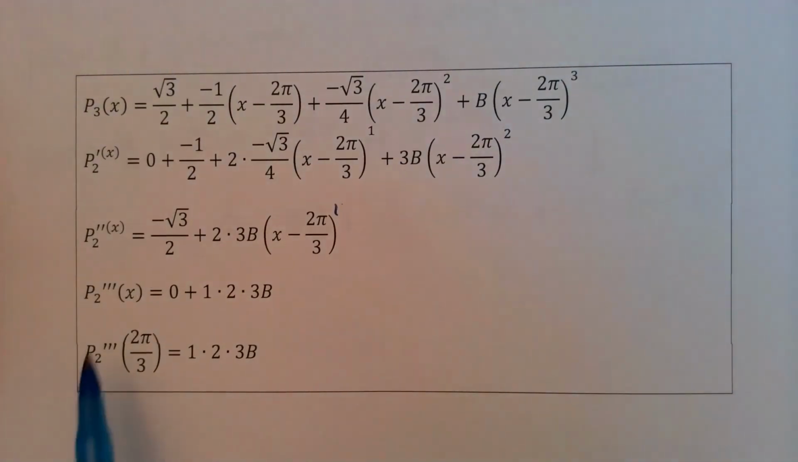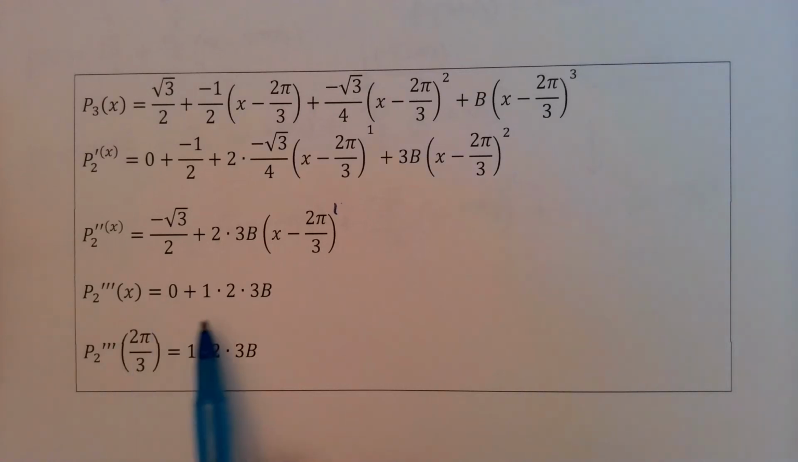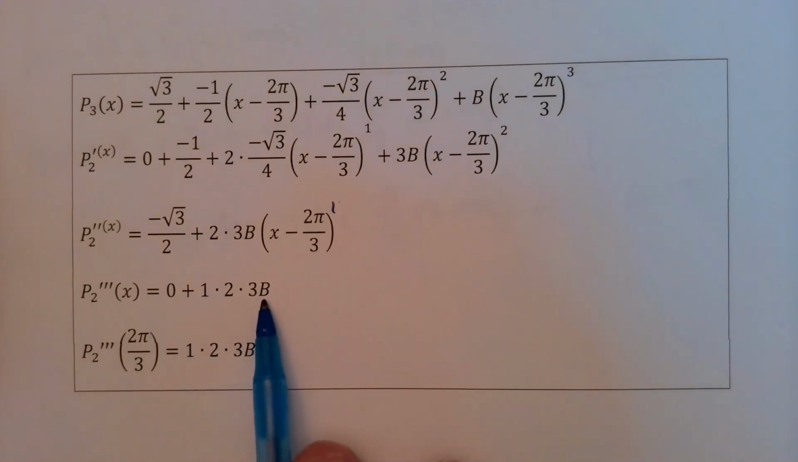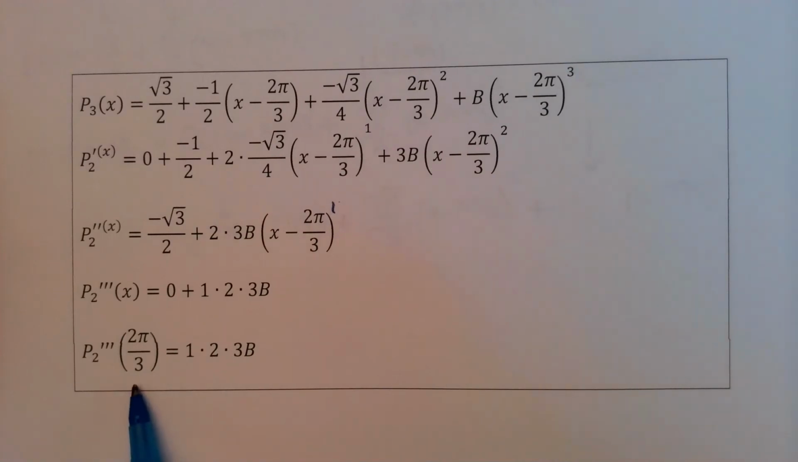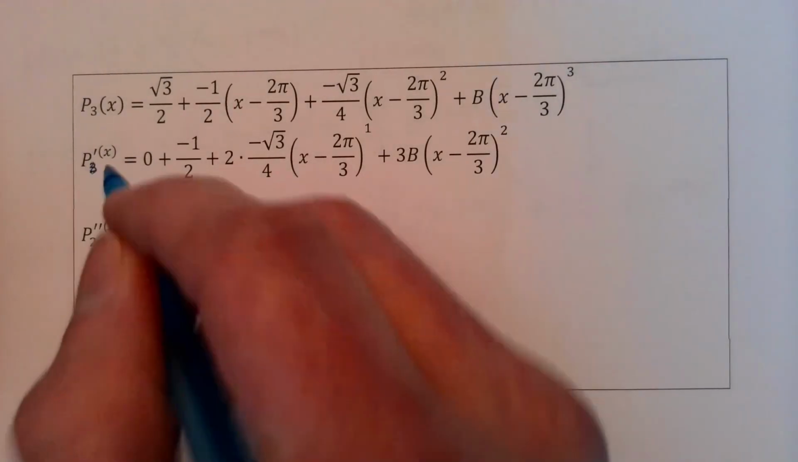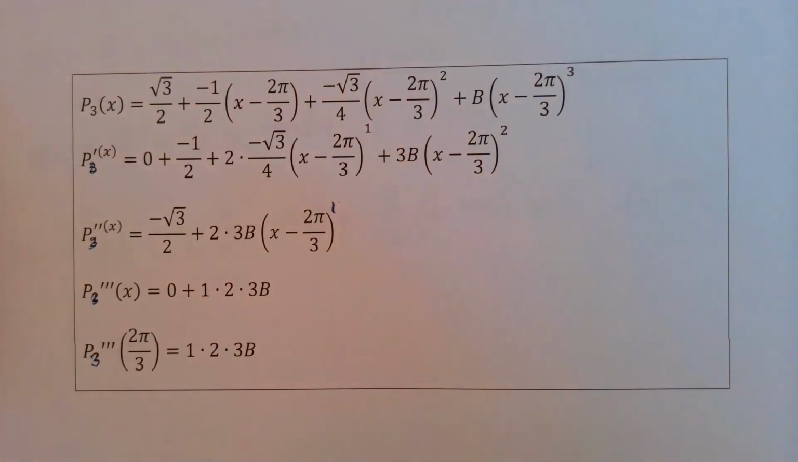The third derivative of this polynomial, at least if it's just a cubic polynomial, looks like 1 times 2 times 3 times b. And there's no place to plug an x. So what does that mean? It means that this is a constant, and it also means that you can't plug 2 pi over 3 into it. So the polynomial, which should have subscripts of 3 on it, I apologize for that, because it's third degree at this point. Its third derivative at 2 pi over 3 is just 1 times 2 times 3 times b.